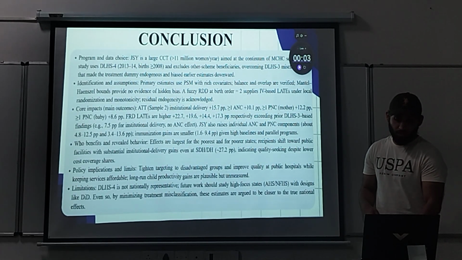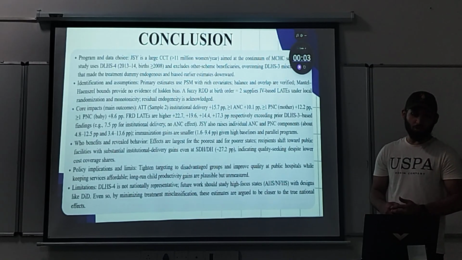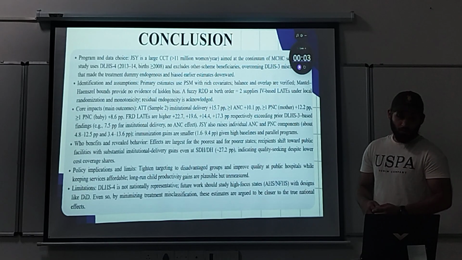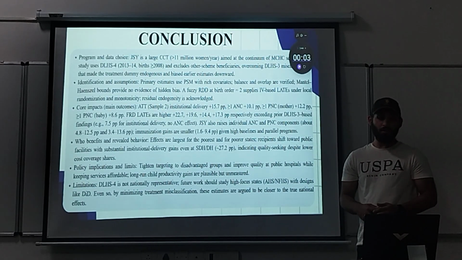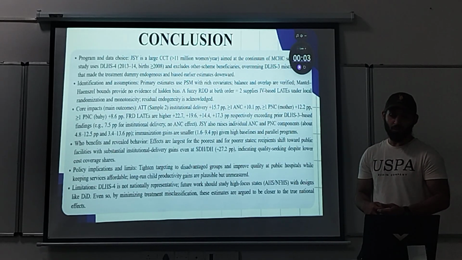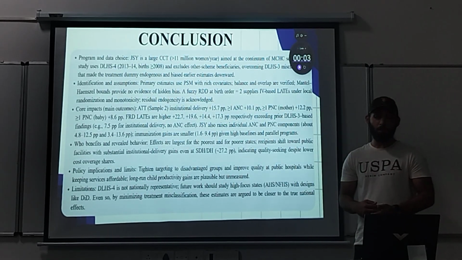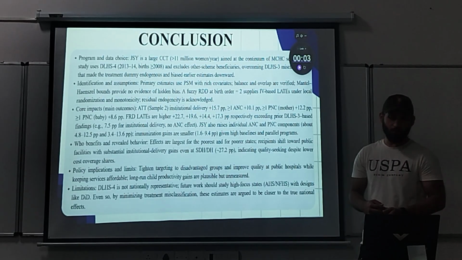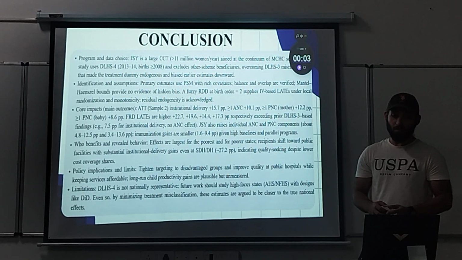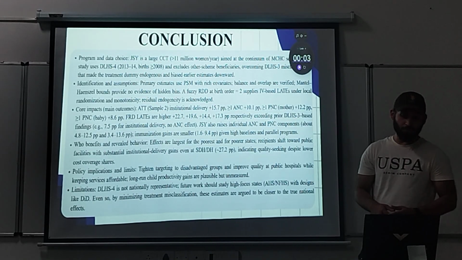For the main outcomes, we find that the average treatment effect on the treated for institutional delivery in sample 2 is 15.7 percentage points. The fuzzy regression discontinuity based local average treatment effects are higher, with the institutional delivery effect at 22.7 percentage points, and at least one PNC for baby at 8.6 percentage points. These effects exceed prior estimates from DLHS-3. Immunization gains, while smaller, are still positive.